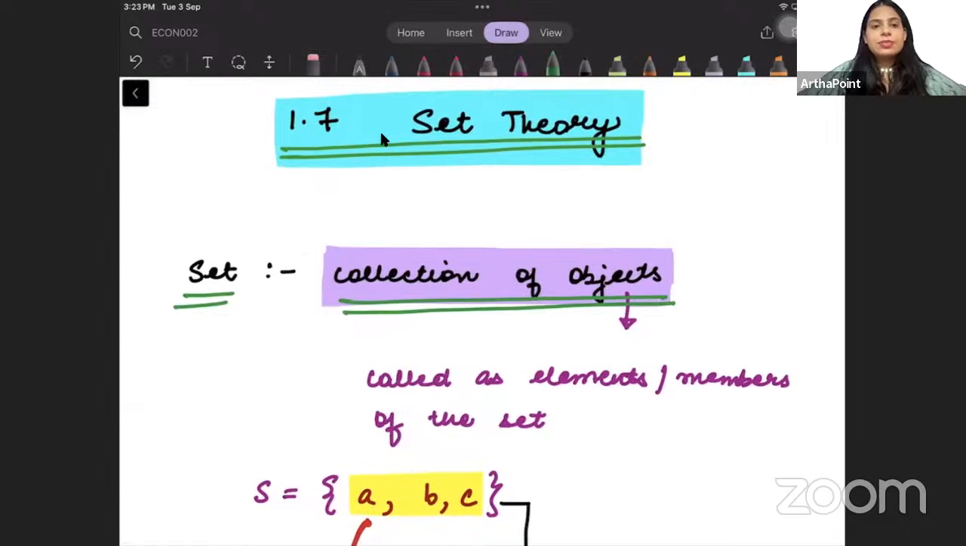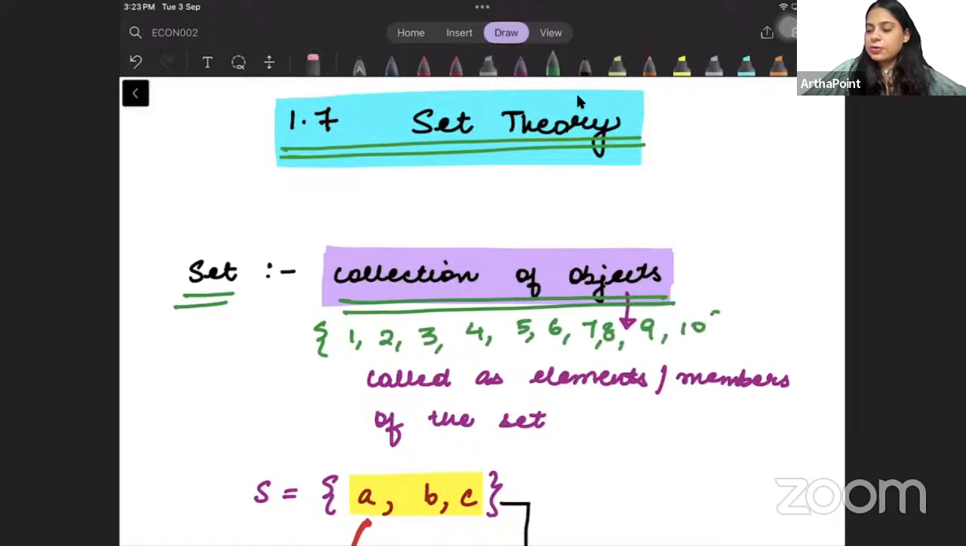For example, if I ask you, beta, tell me what is going to be the set of the first 10 natural numbers. You will tell me 1, 2, 3, 4, 5, 6, 7, 8, 9, 10. You are collecting the first 10 natural numbers. So when we have a collection of objects, that is called a set.